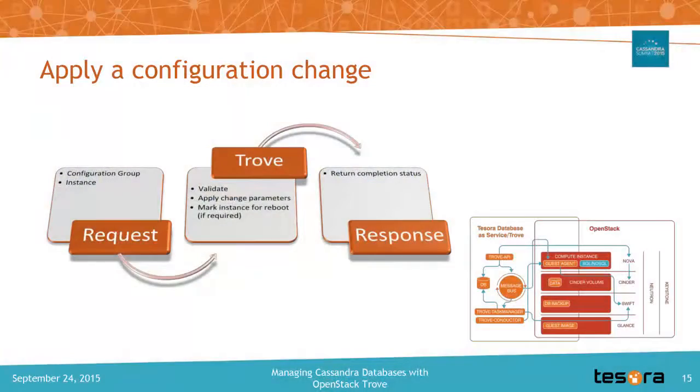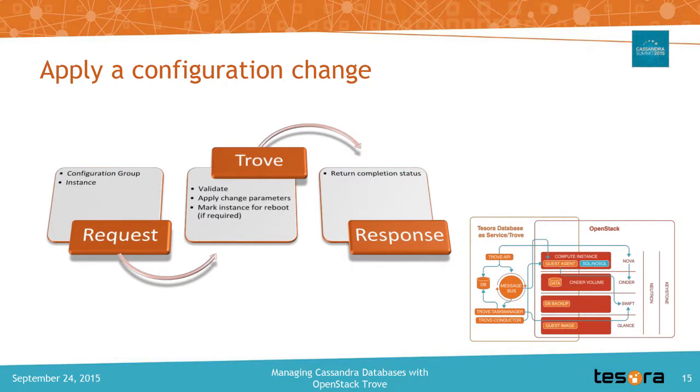And once you have the databases up and running, I now want to apply some change to it. So I'm running the database, and I want to change the amount of memory I allocate to something. I want to change some config parameter. And I want to do this not for one database, but for 100. Tell me the configuration group, create a configuration group, and the instance or instances. At this point, it's Trove's responsibility to verify your request is correct, and then apply those changes.